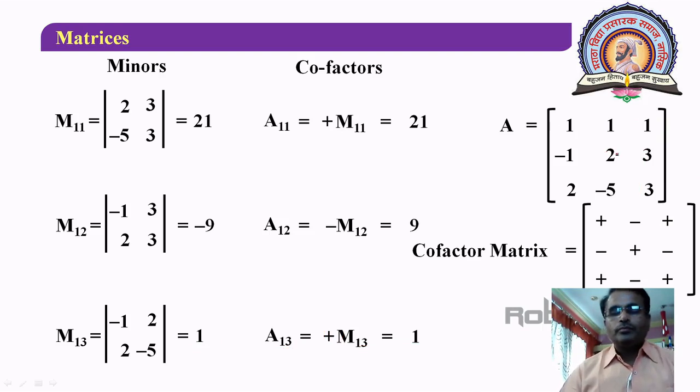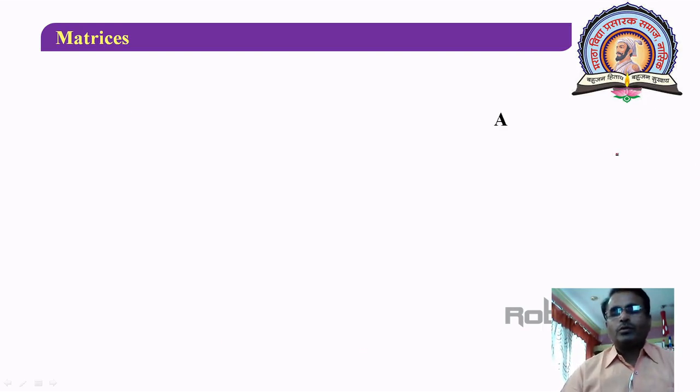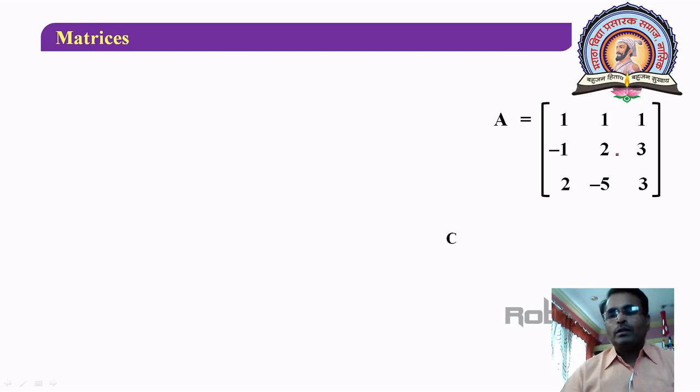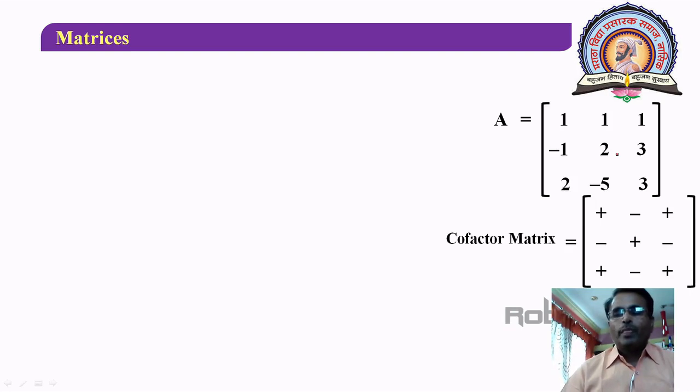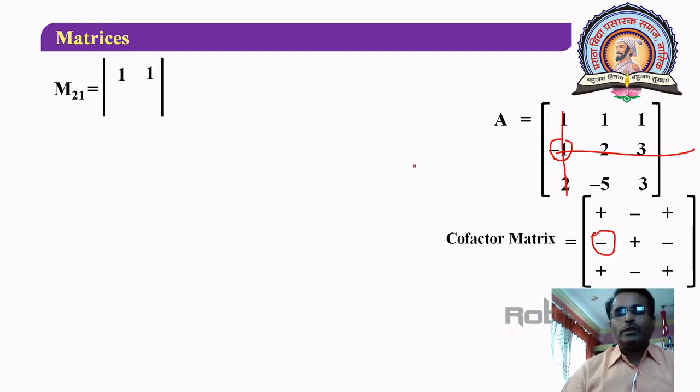Similarly you can obtain the minors and cofactors of the second row here. See, matrix A was this one, and this is your sign rule for the cofactors. Therefore you have to consider M21. For this element, it is clear that we have to take the negative sign into consideration. The minor is obtained by deleting the second row and first column. So the determinant is 1 1 minus 5 3. That will come 3 plus 5, that is 8.